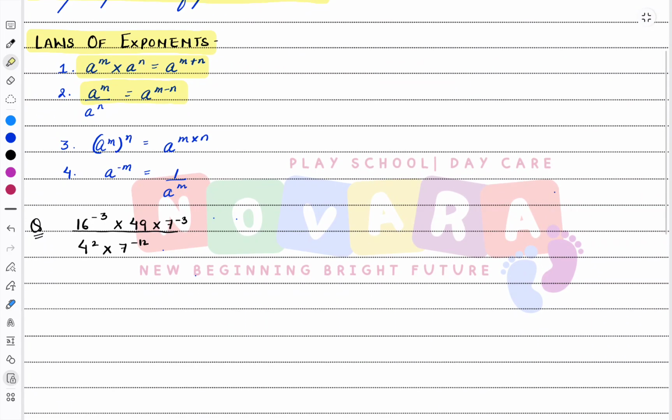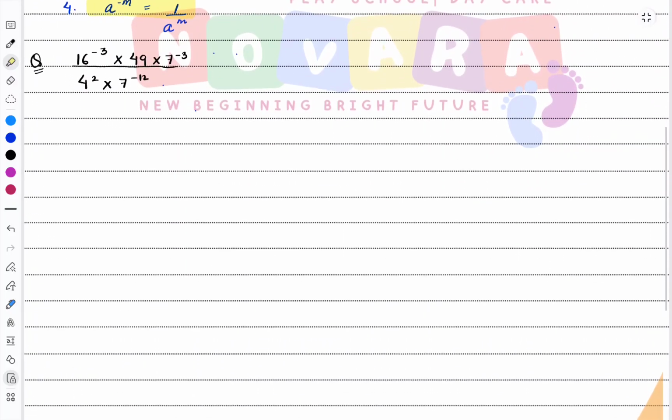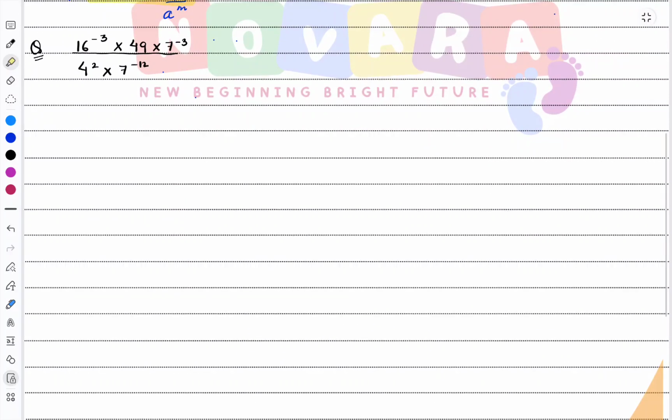Now the third rule is called the power of power rule, where a to the power m, whole to the power n, is equal to a to the power m into n. Now the fourth rule is the negative exponent rule. A to the power minus m is equal to 1 upon a to the power m. Now let's apply this to simplify this expression.